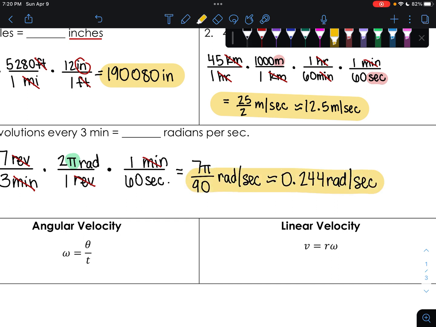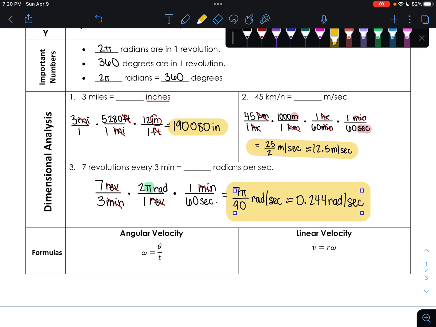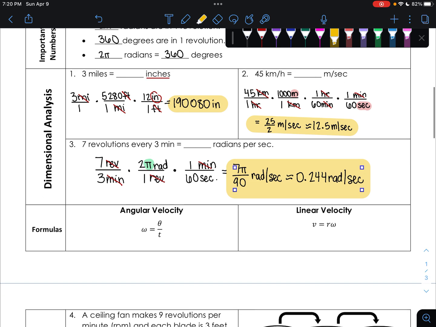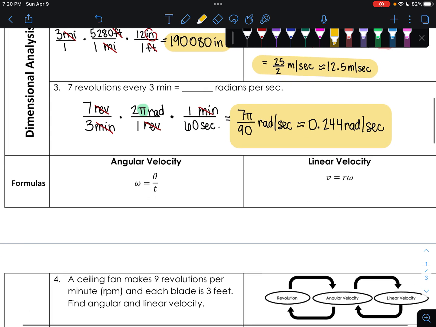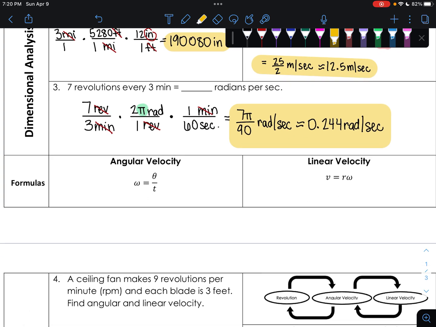And so these right here would be the answers. Okay, so that's dimensional analysis. Again, all that's doing is converting between different units of measure. Okay, the most important part of this topic right here are these 2 formulas. We have our angular velocity formula and our linear velocity formula.